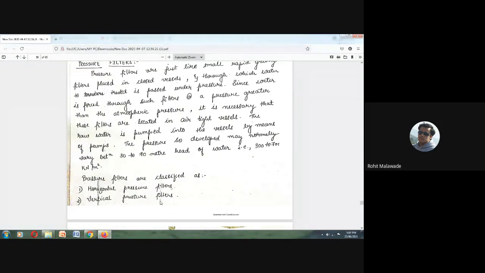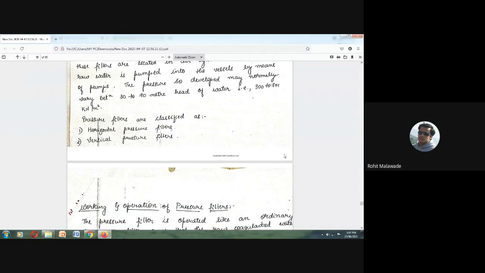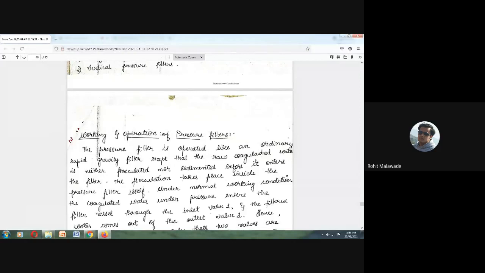The remaining construction is the same as the rapid sand filter. Again we use the base material, and the filter media will be sand and gravel only. The only difference is that we apply the water with the help of pressure. We supply the water with a pressure of around 30 to 70 meter head, around 300 to 700 kilonewton per meter square. That is the reason we call it a pressure filter.